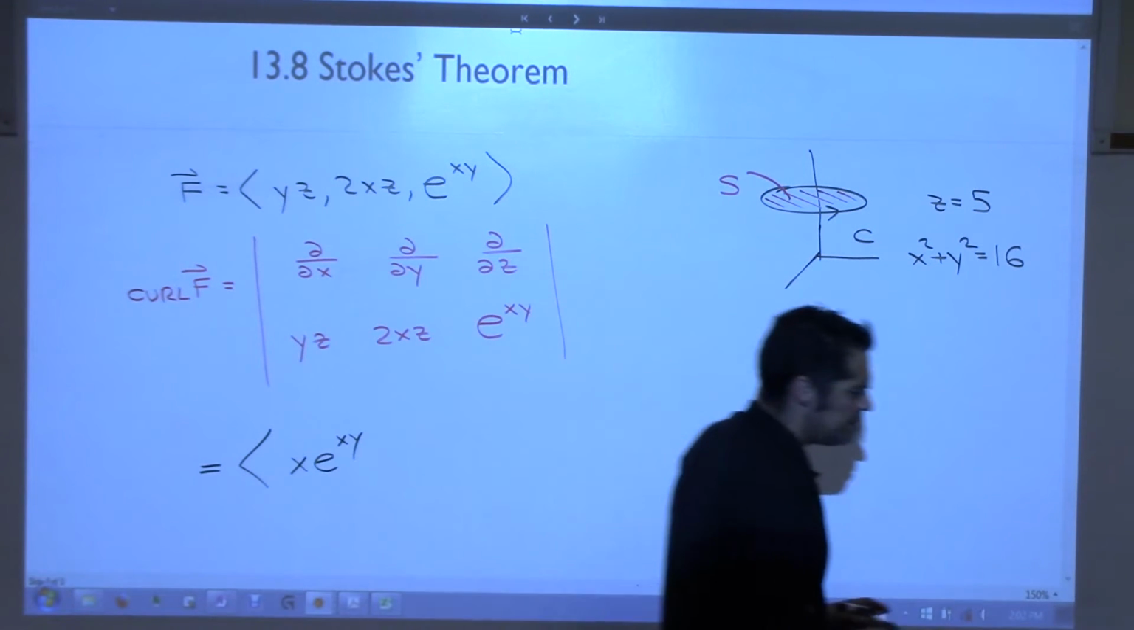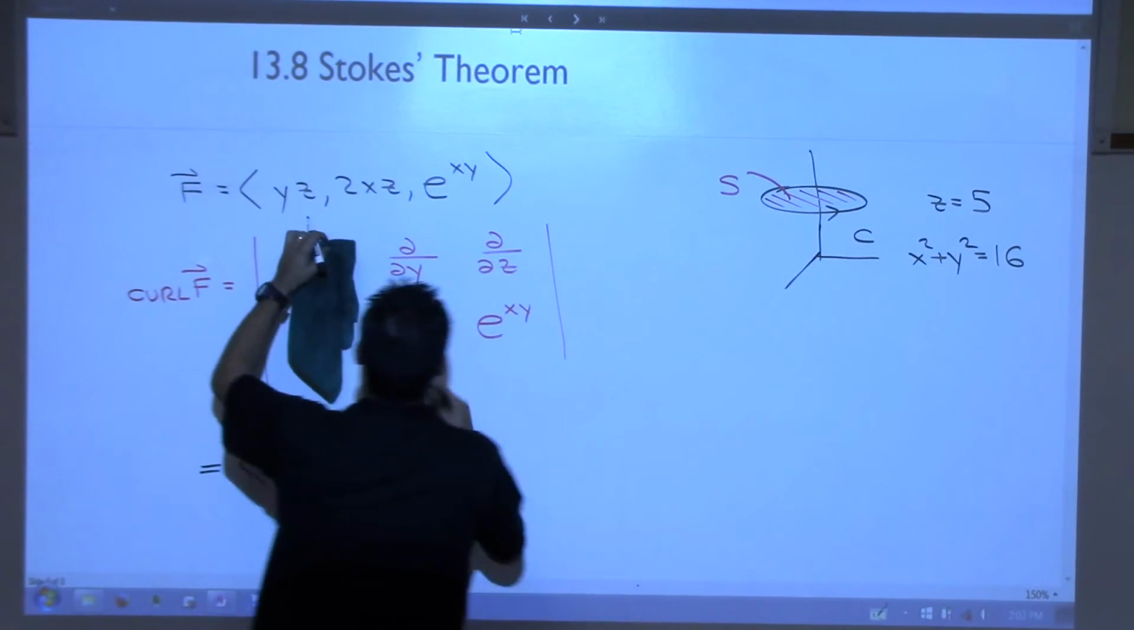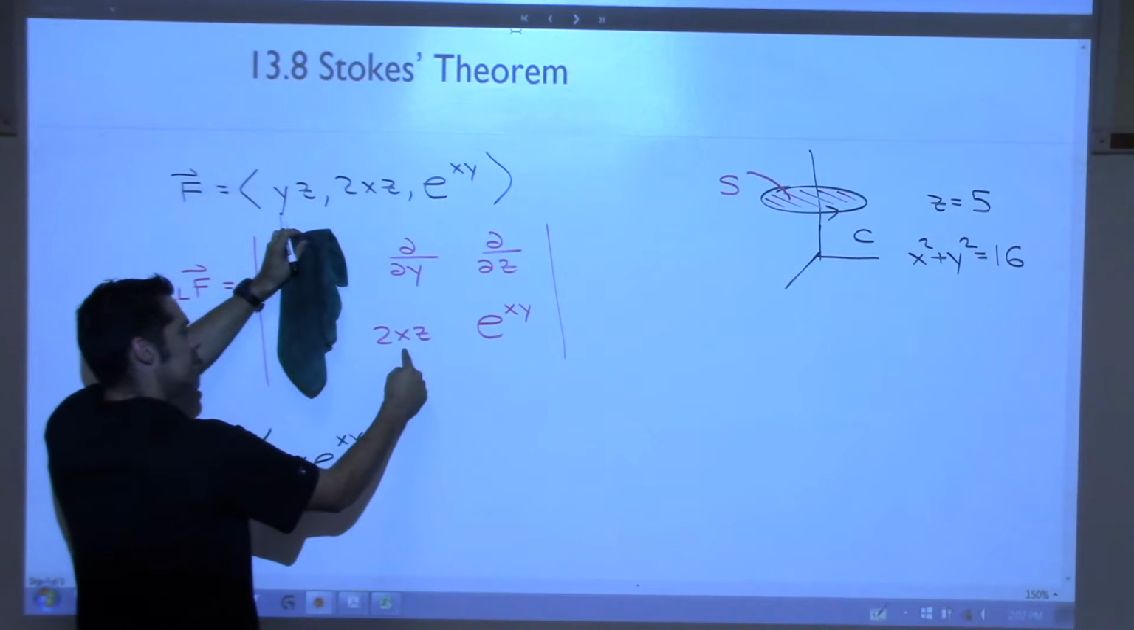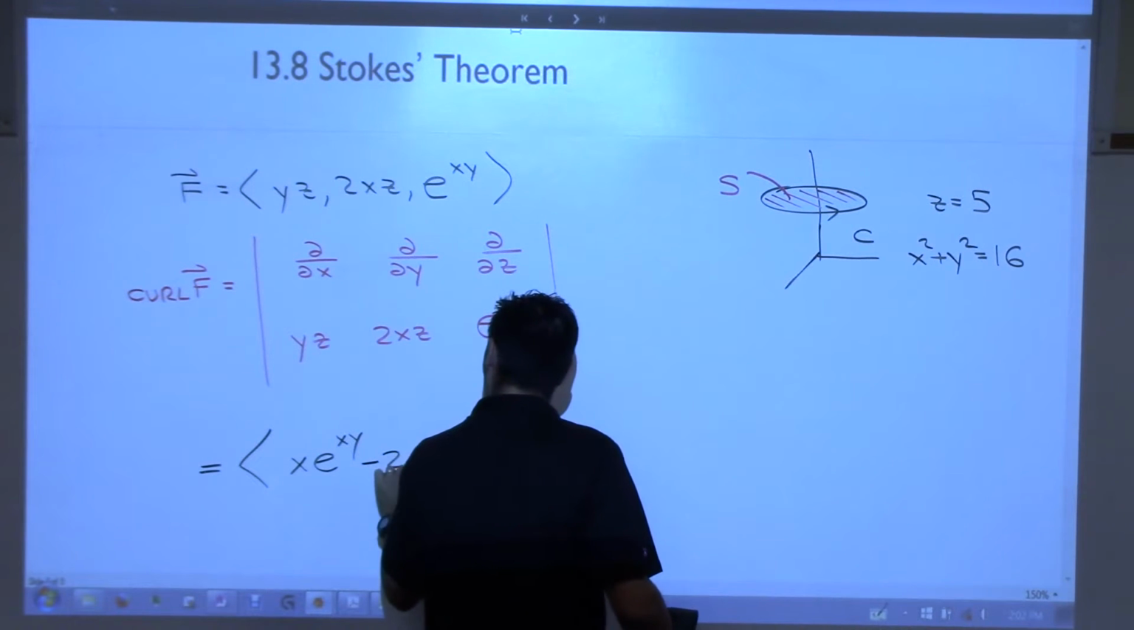I don't remember that as being my answer. Hold on a second. Okay, no, that's okay. With respect to y, that's this. And then partial with respect to z of this. And it'll be minus, right? Minus 2x.